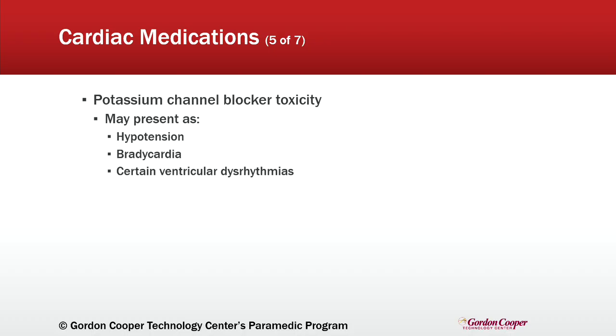Potassium channel blockers may present with hypotension, bradycardia, and some ventricular dysrhythmias. One of the primary effects seen on the EKG is this prolonged QT interval, and we might see some very peaked or pointed T waves. Treatment for acute potassium channel blocker toxicity is mainly supportive, but IV mag sulfate may be used to treat torsades if torsades shows up during cardiac arrest, and that torsades would be an indication that the patient needs magnesium sulfate, because that's the routine treatment for torsades.